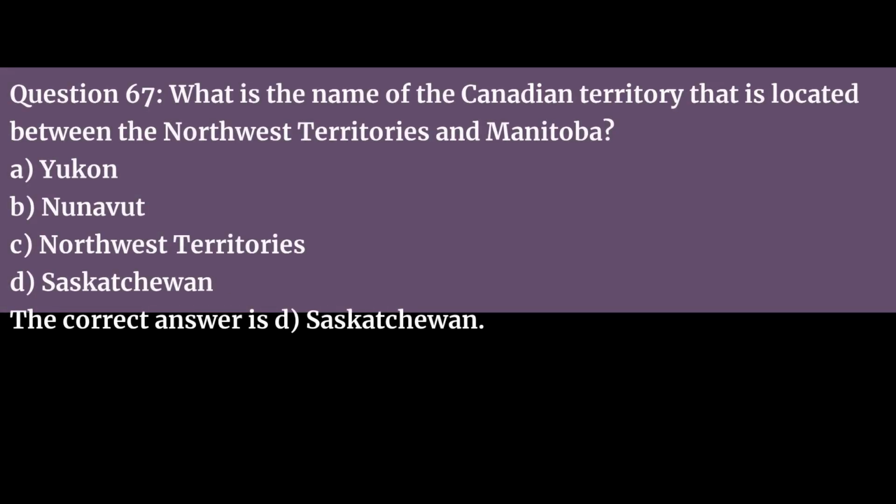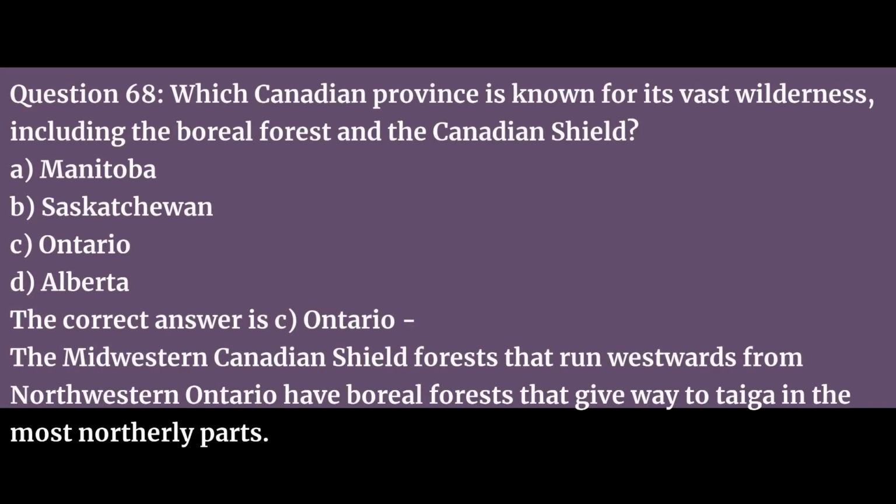Question 67. What is the name of the Canadian territory that is located between the Northwest Territories and Manitoba? A. Yukon. B. Nunavut. C. Northwest Territories. D. Saskatchewan. The correct answer is D. Saskatchewan.